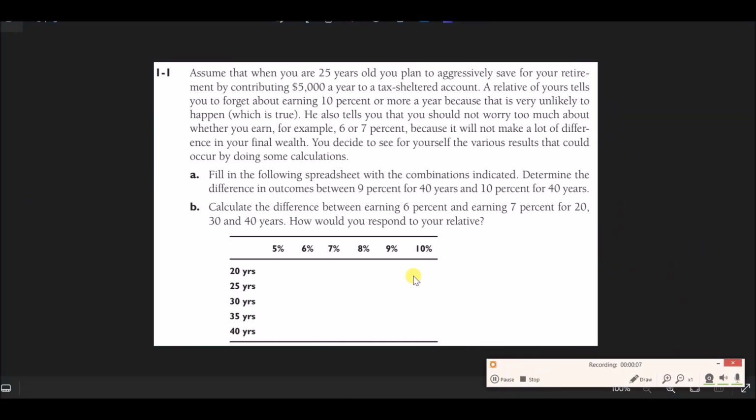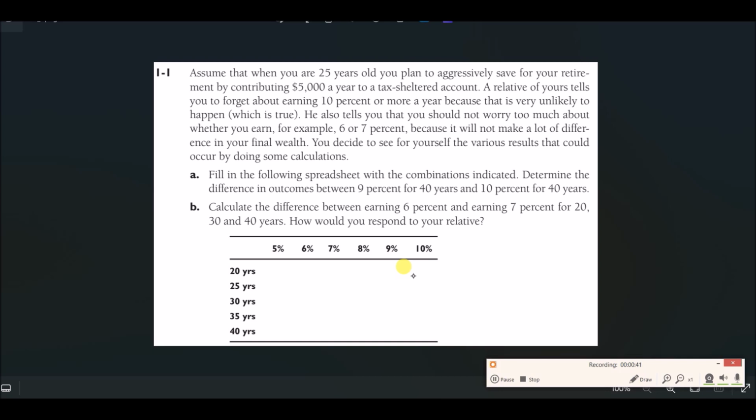Question number one, it's a spreadsheet problem from chapter number one. Assume that when you are 25 years old, you plan to aggressively save for your retirement by contributing $5,000 a year. A relative of yours tells you to forget about earning 10% or more a year because that is very unlikely to happen, which is true.